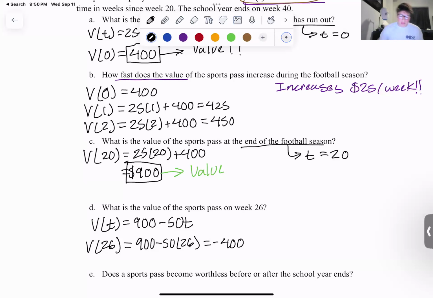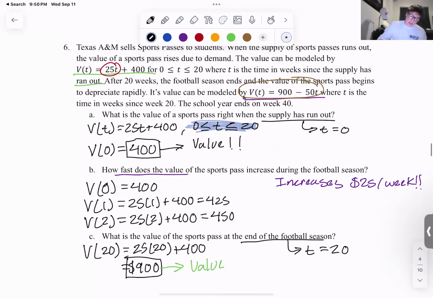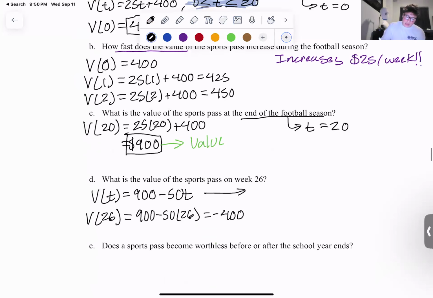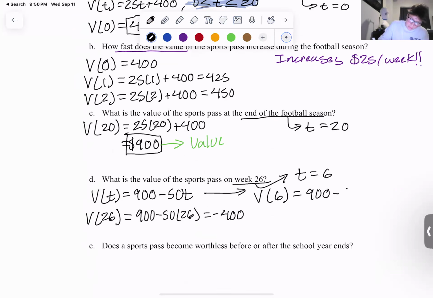Now, the correct way to do this problem is to identify that in the word problem itself, it says for the second equation, t is the time in weeks since week 20. So when it's week 26, the time in weeks since week 20 is t equals 6. It's been 6 weeks since week 20. So we're going to do V of 6 equals 900 minus 50 times 6. 900 minus 50 times 6 is 600, and that's your right answer. That is the value on week 26.